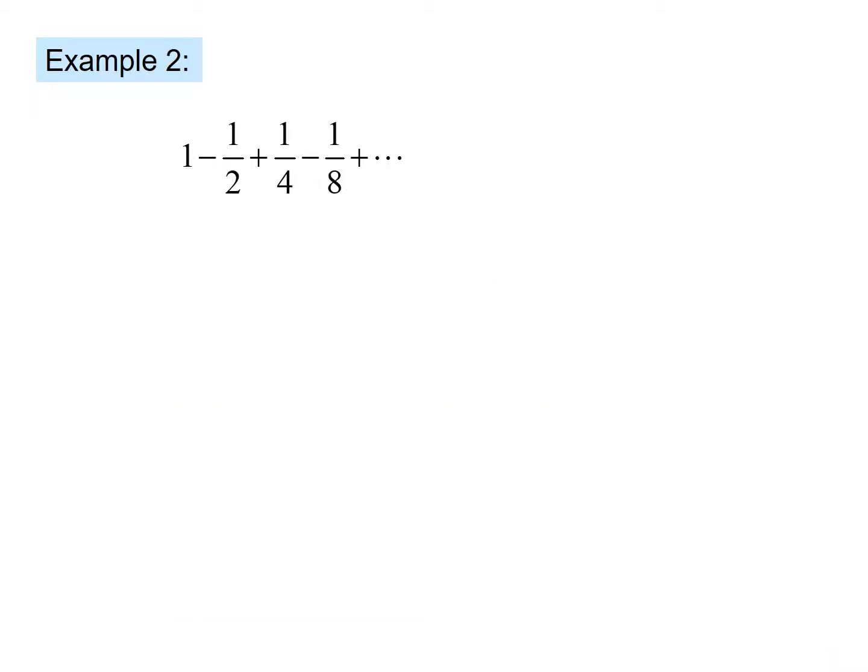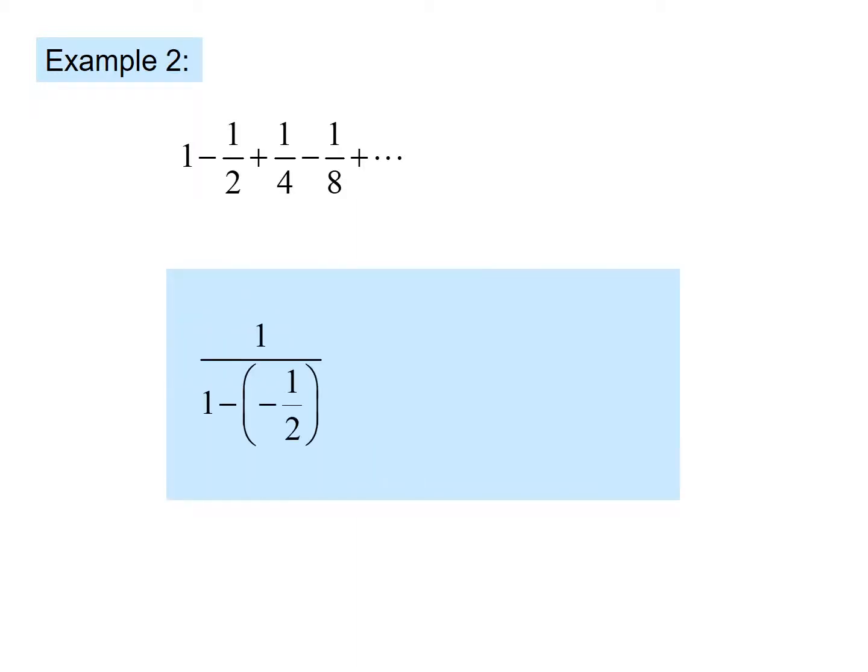All right, this is a geometric series. We're multiplying each term by -1/2. So a is the initial term, that's 1, over 1 minus r, so that's 1 minus -1/2.